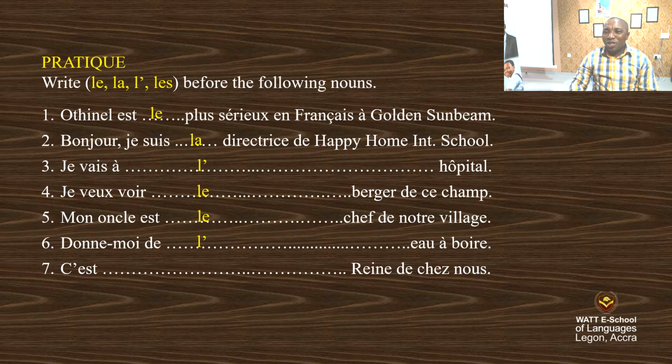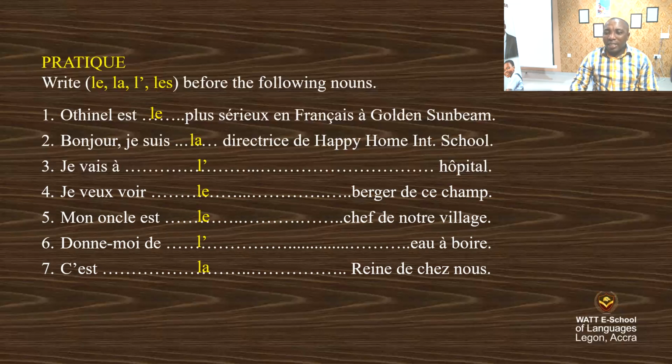C'est reine de chez nous. We say that most of the time, French words that end in E are feminine, but not all of them. Assuming you don't know, you've never met this word. Reine means queen mother. So here, reine is masculine or feminine? Great, feminine word. Therefore, we are going to use la. So, c'est la reine mère de chez nous.